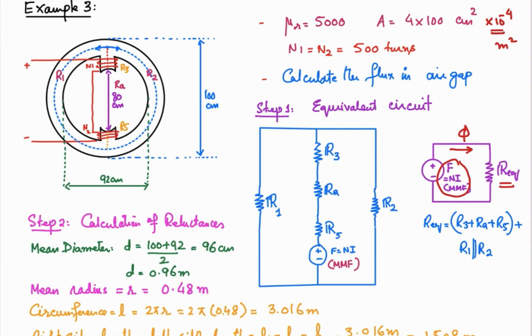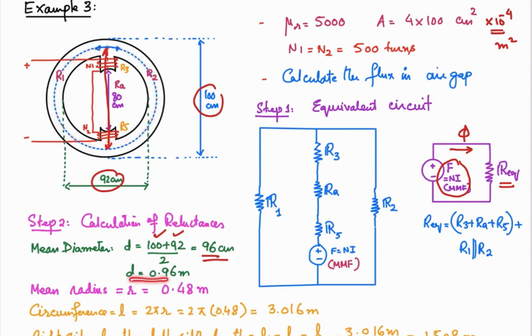So the outer diameter is 100 centimeter, the inner diameter is 92 centimeter. So taking the average of these, 100 plus 92, 96 centimeter is the diameter of this circle that is marked with the dotted lines, that is at the center of that one. Mean path length is to be considered.